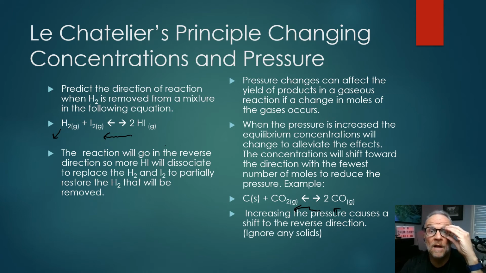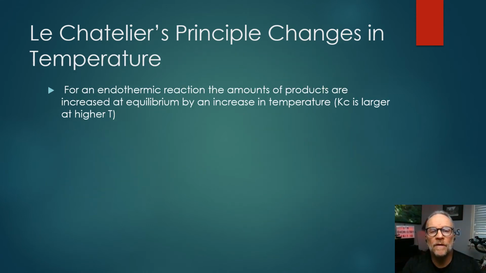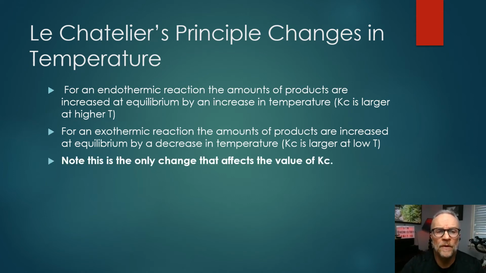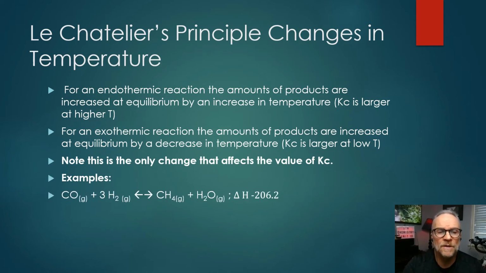Increasing the pressure causes a shift in the reverse direction, and of course in this case we ignore the solids involved. In an endothermic reaction, the amounts of products are increased at equilibrium by an increase in temperature. Kc is larger at higher temperatures. Notice here that the actual value of Kc will change. And then it says for an exothermic reaction, the amounts of products are increased at equilibrium by a decrease in temperature. Kc is larger at low temperatures. Okay, and we're going to do a couple of examples of this so you can see why that is. Note that this is the only effect that changes Kc.